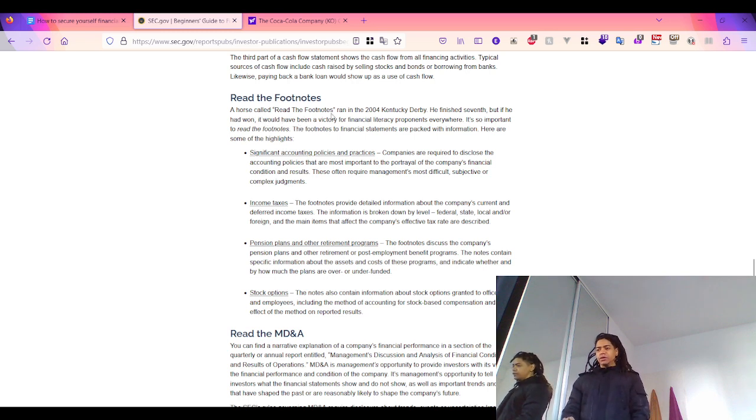A horse called Read the Footnotes ran in the 2014 Kentucky Derby. He finished 7th, but if he had won, it would have been a victory for financial literacy proponents everywhere. It is so important to read the footnotes. The footnotes to financial statements are packed with information, and here are some of the highlights.